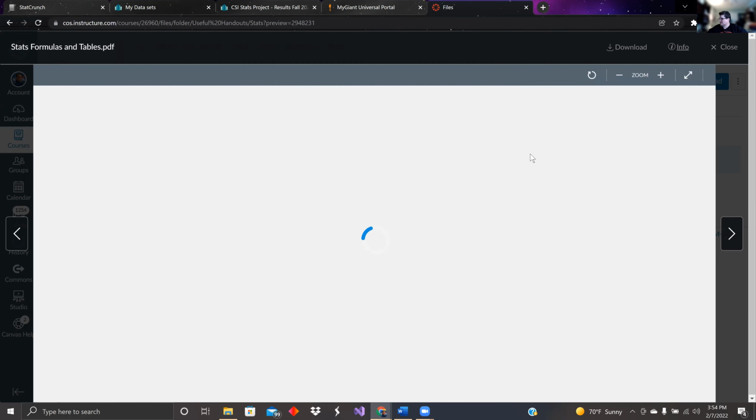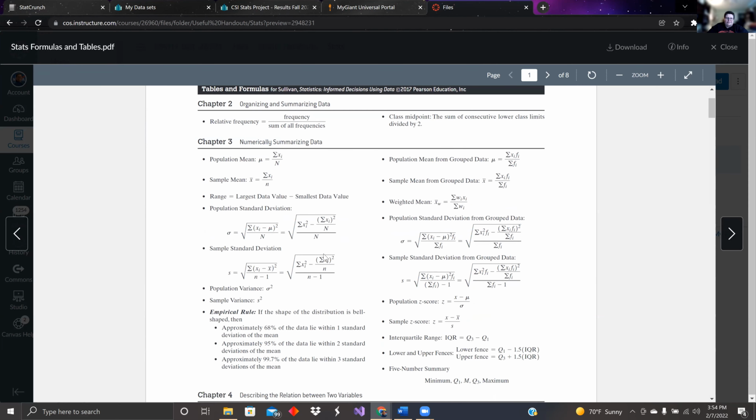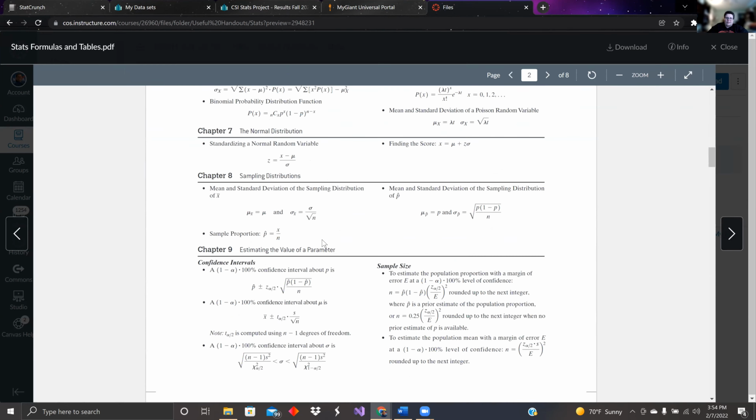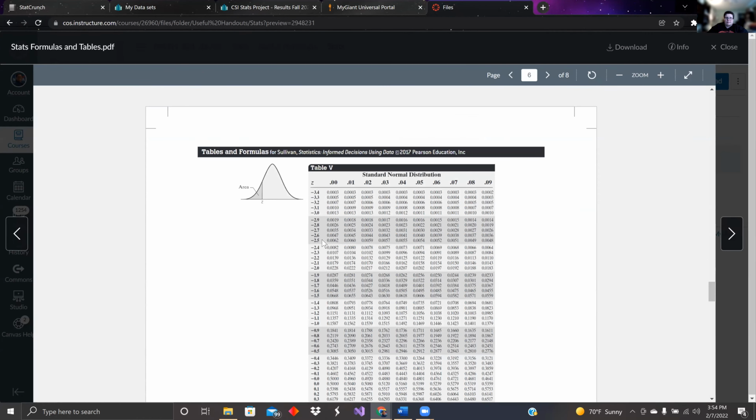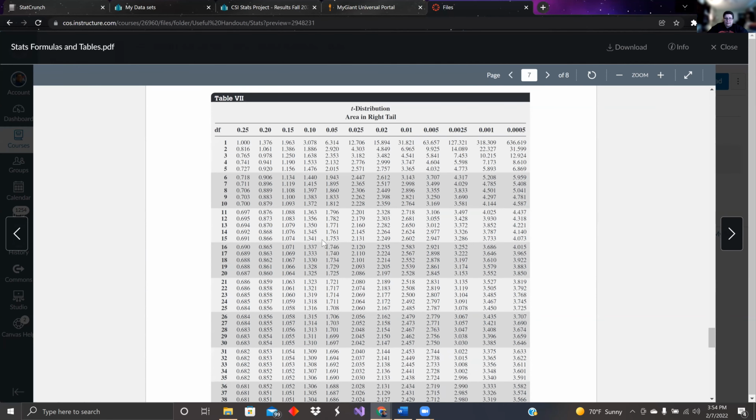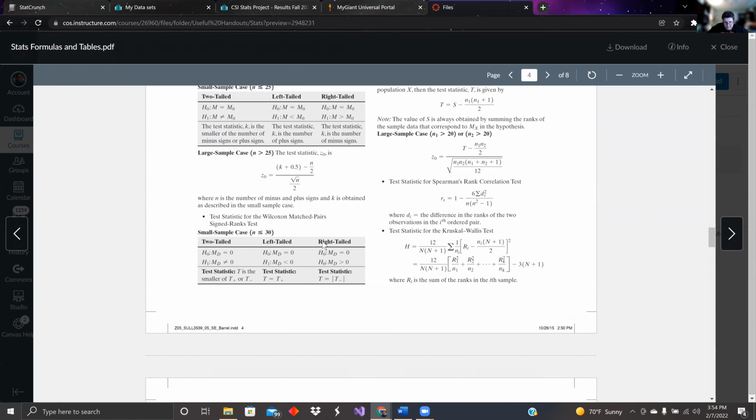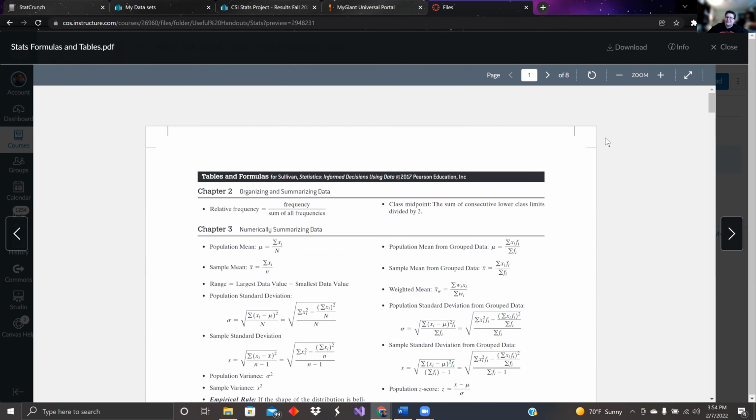Come on, load. In fact, you can see the formulas for population mean, sample mean right here. Standard deviation, stuff like that. It talks about the empirical rule right here. And we'll come down and there should be a chart picture of it at the bottom. I thought there was. Did I miss it? They changed it. It used to be in here.